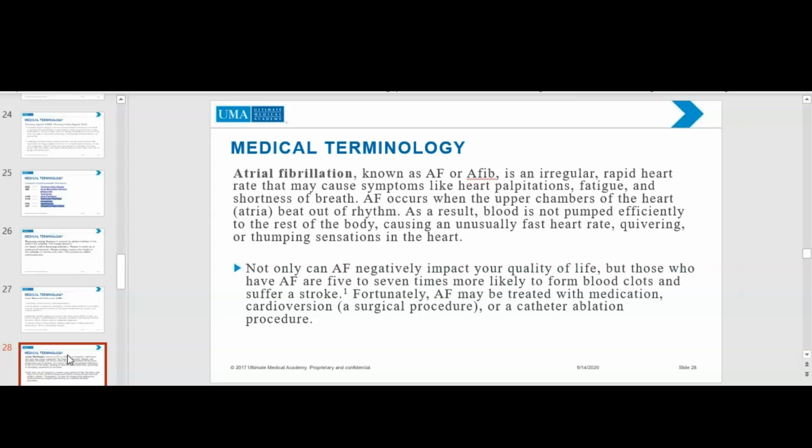Not only can AF negatively impact your lifestyle, your quality of life, but those who have AF are 5 to 7 times more likely to form blood clots and suffer from a stroke. Fortunately, AF can be treated with medication, cardioversion, which is a procedure, or a catheter ablation procedure.